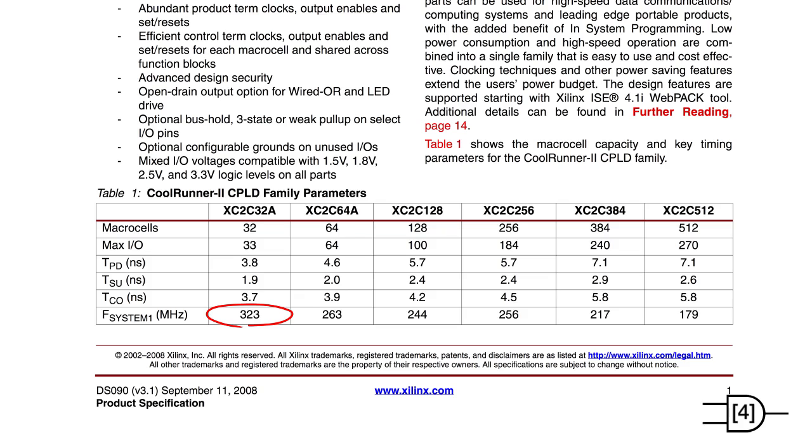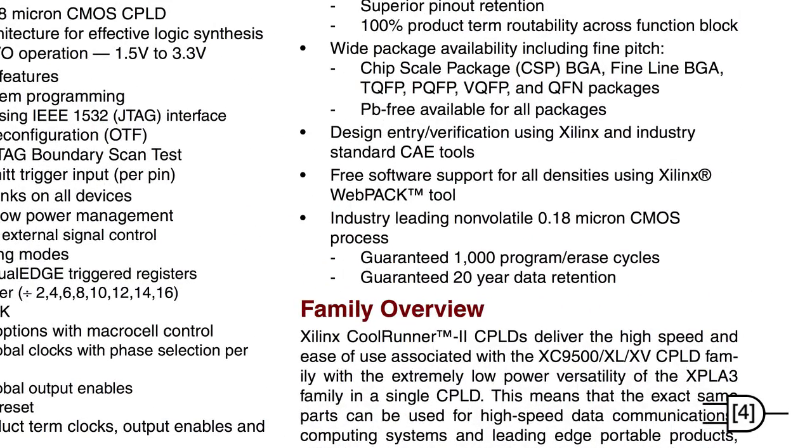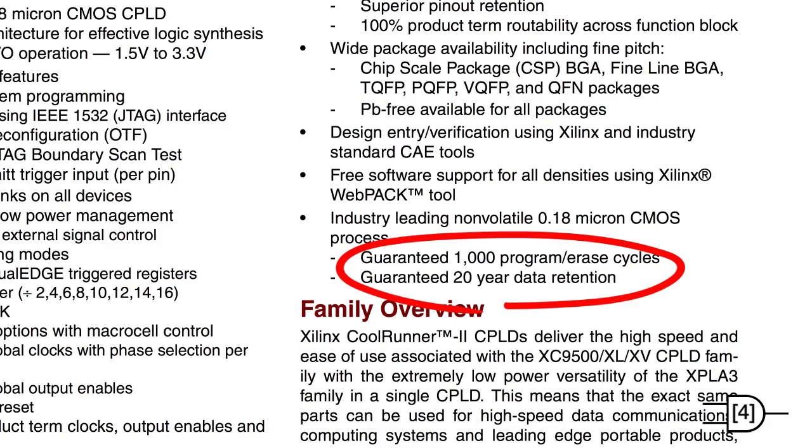Why do you suppose this is? The parts with more macro cells will have more routing, more capacitance, and therefore slower speeds. This is an example of the scaling problems inherent in CPLDs. This is a device with non-volatile configuration memory that is transferred to SRAM cells for routing. It is reprogrammable. 20 years data retention is good, as is 1,000 programming cycles endurance.